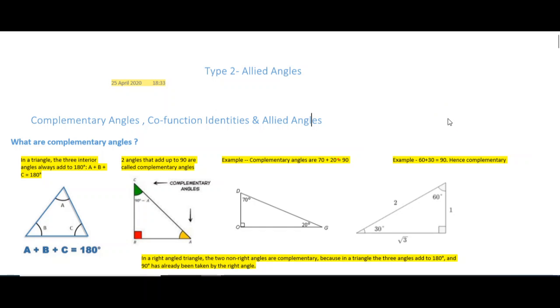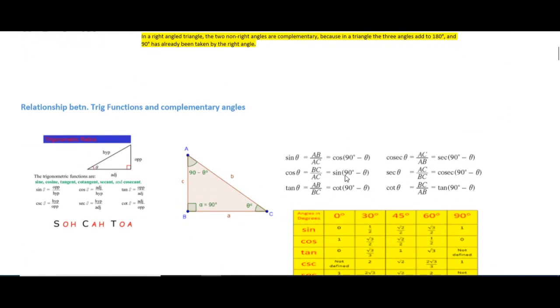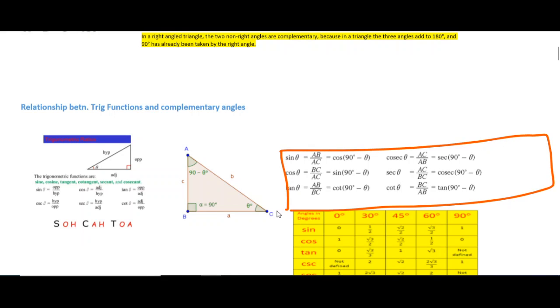All right, let's continue our concept of allied angles and see where it takes us. In the last video, as a quick refresher, I introduced you to the concept of complementary angles and what cofunctions are. As an example, we took this piece over here to help us understand how the trigonometric functions behave when we bring in two angles that are complementary.